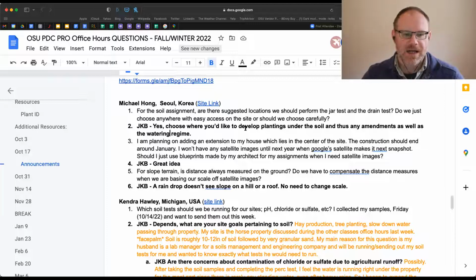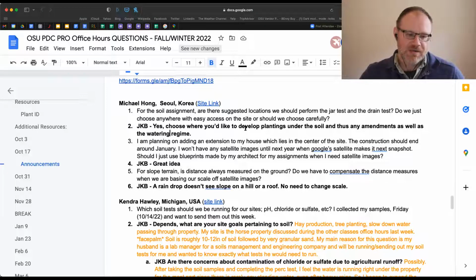Second question from Michael. I'm planning on adding an extension to my house, which lies in the center of the site. The construction should end around January. I won't have any satellite images until next year when Google Satellites makes its snapshot. Should I just use blueprints made by my architect for assignments when I need satellite images? Yep, great idea. Now, you could put it in such a way where it's whatever color you're using for buildings, there's a dotted line of that same color, with a little addendum or caveat that says, this is the extension, this is what will be, and I know it will be here, so I'm going to add it in, and that's totally fine.